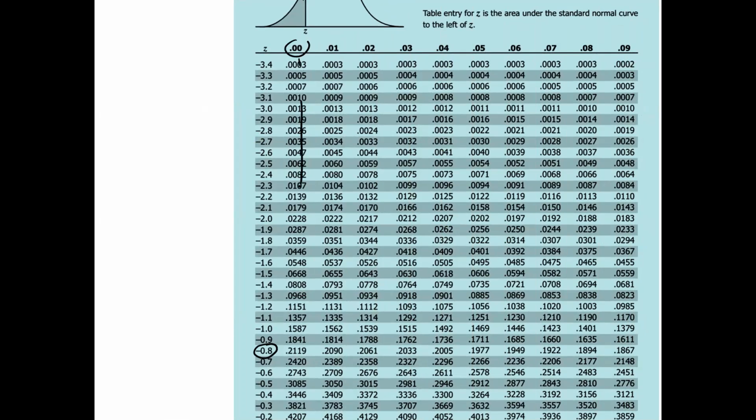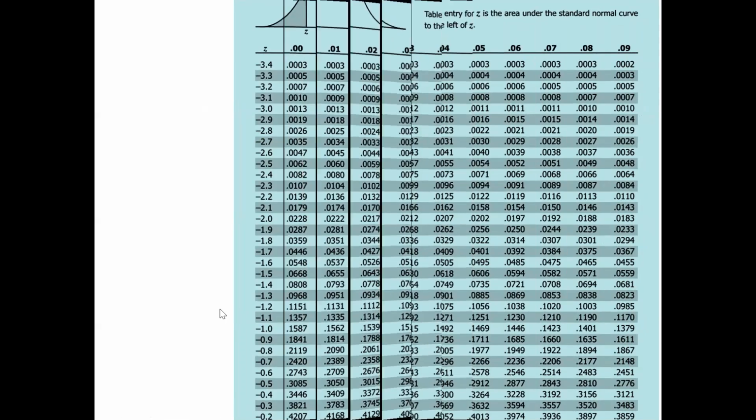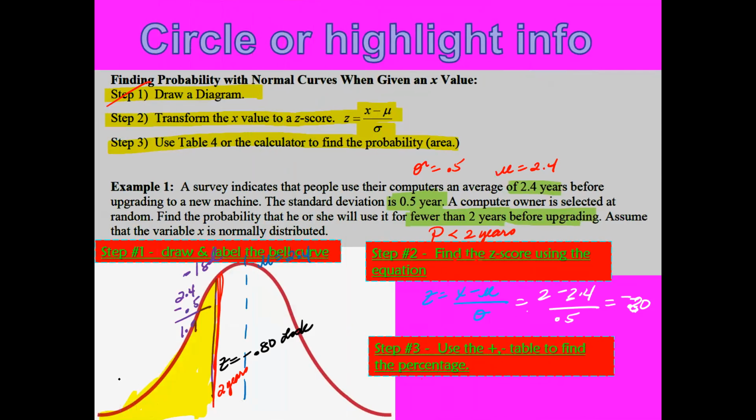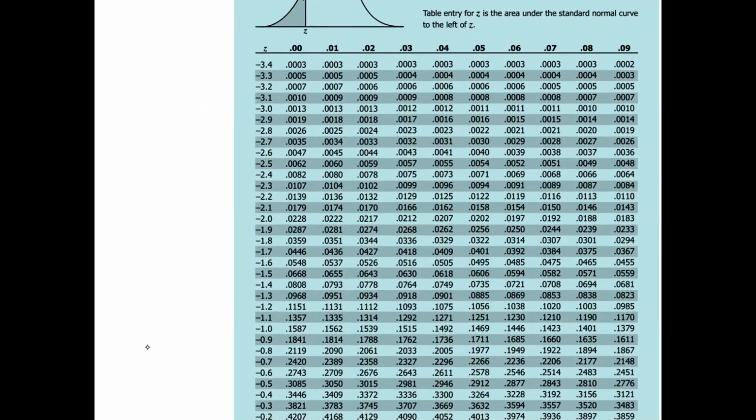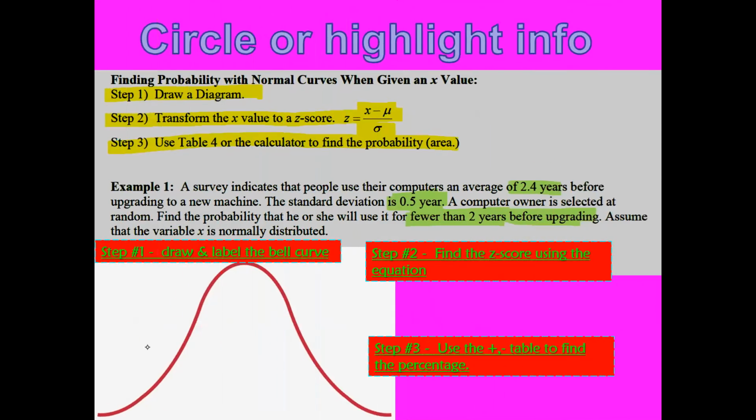0, 0, so go all the way down. So this is your answer right here, 21.19%. And that's exactly what you have. Remember, it's always from the left to the right, so this area is 21.19%.